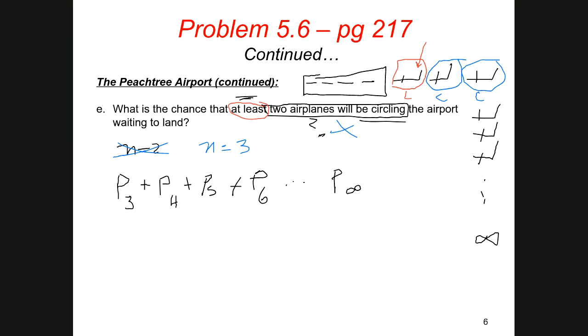But by knowing our probability laws, this is going to also be equal to 1 minus the probability that there's none in the system, plus the probability that there's exactly 1 in the system landing, plus the probability that there's exactly 2 in the system, 1 landing and 1 circling. And so now, hopefully you can see, it's much easier to actually calculate this value. We've got to calculate 3 terms and then 1 subtraction.